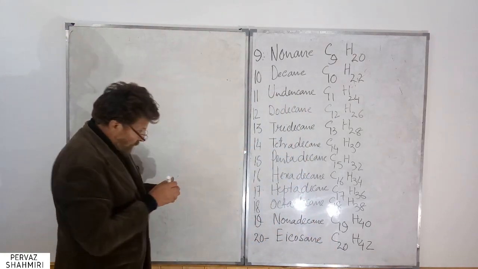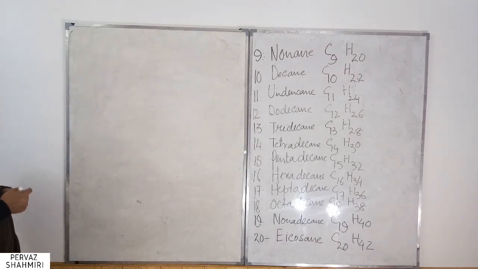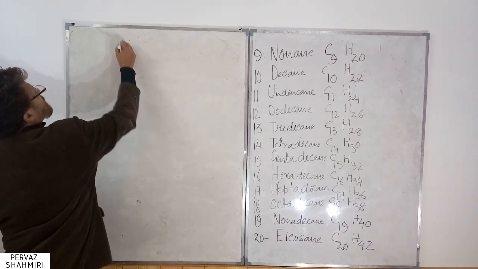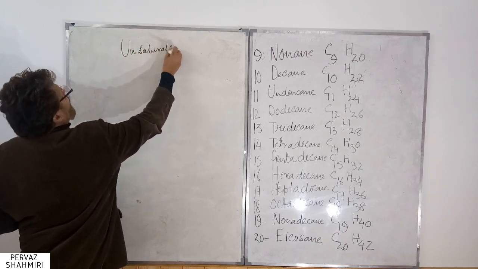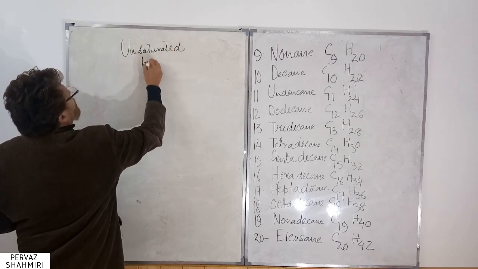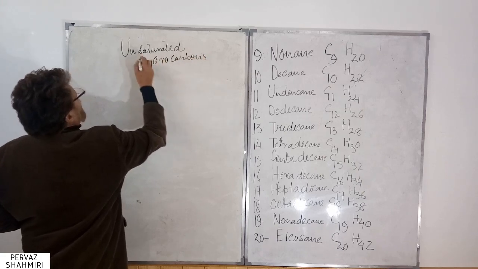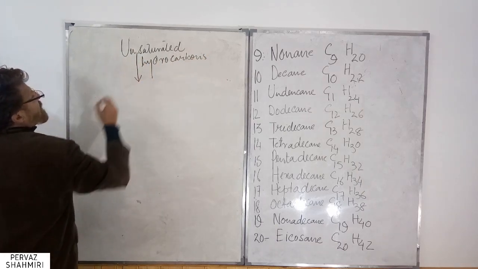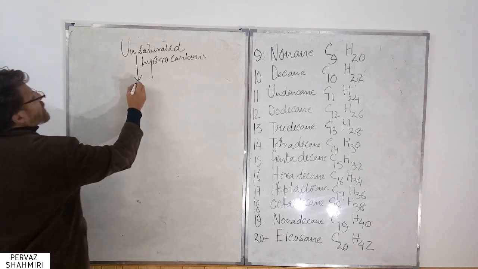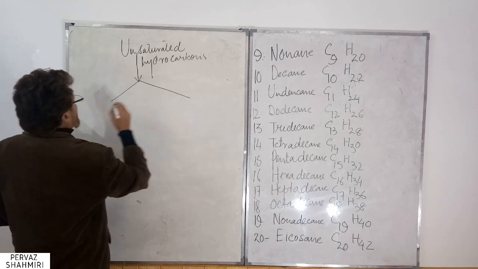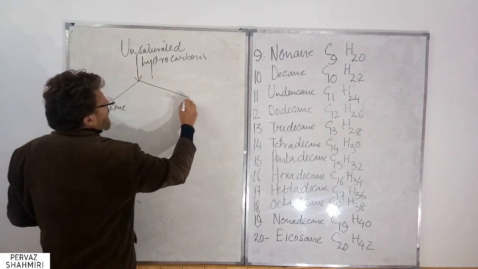And this was the series of the alkanes. Now the other type is known as unsaturated hydrocarbons. In unsaturated hydrocarbons, there are two types: alkene and alkyne.